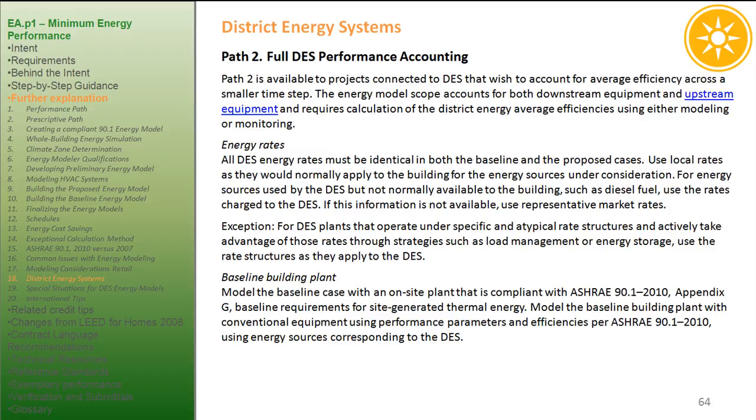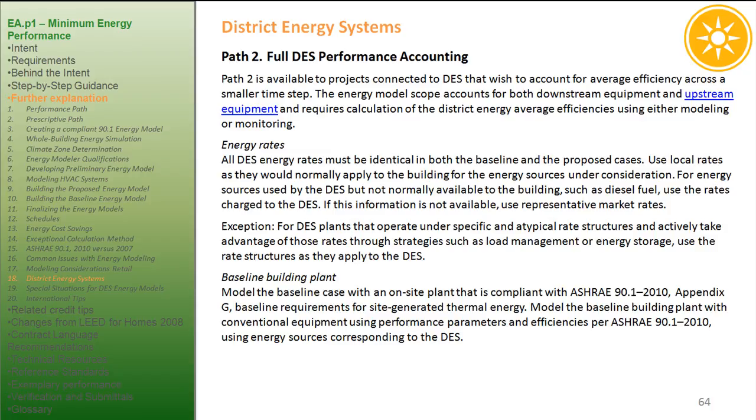Energy rates. All DES energy rates must be identical in both the baseline and the proposed cases. Use local rates as they would normally apply to the building for the energy sources under consideration. For energy sources used by the DES but not normally available to the building, such as diesel fuel, use the rates charged to the DES. If this information is not available, use representative market rates.